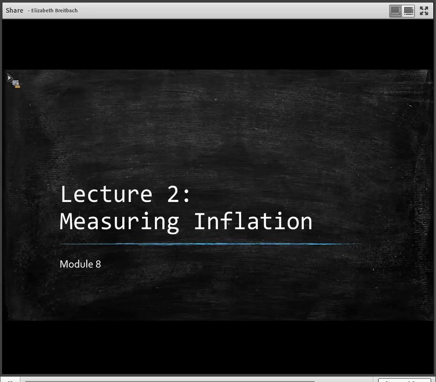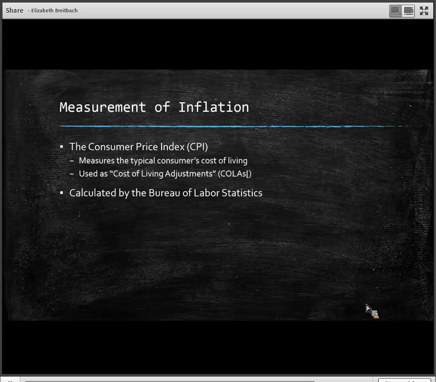All right, now that we have looked at what we mean by inflation, this general increase in price levels, how do we determine what inflation is and how do we measure inflation? To measure inflation in the United States, we use what we call the Consumer Price Index. And there are multiple measures of inflation. There's the GDP deflator and other indicators that the Federal Reserve uses.